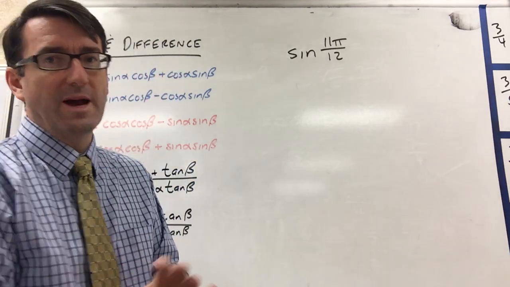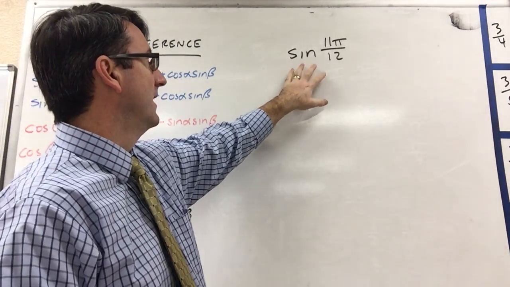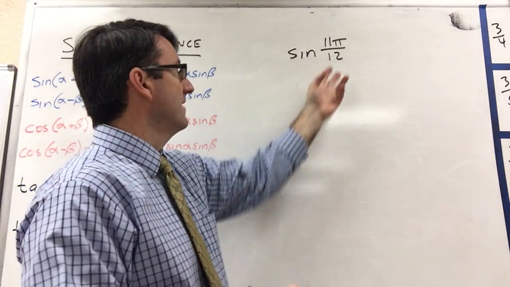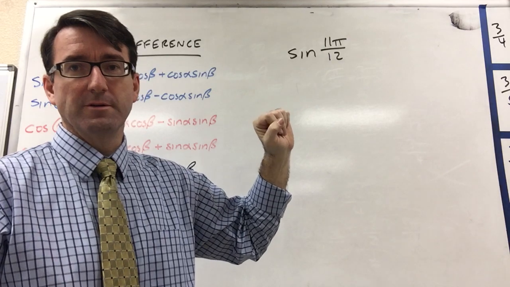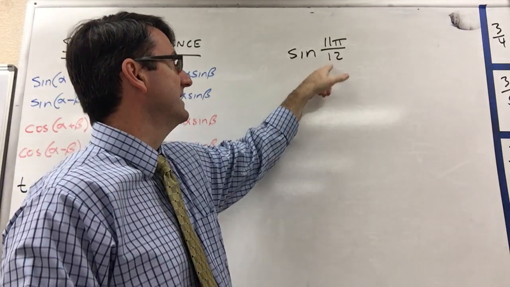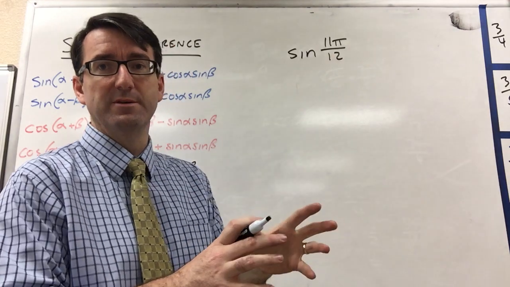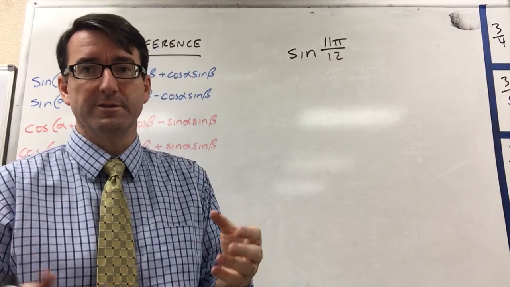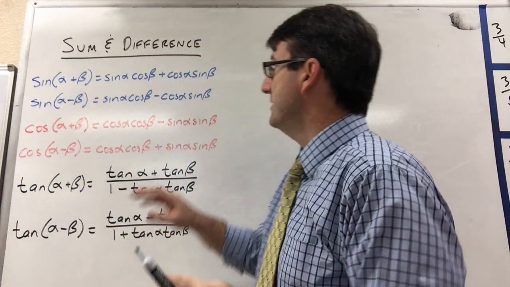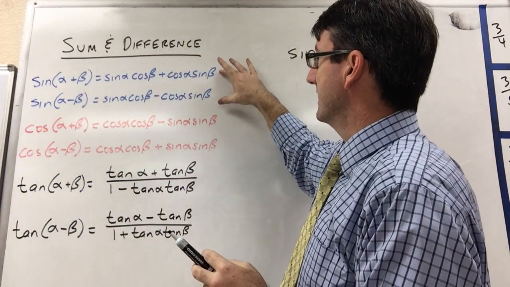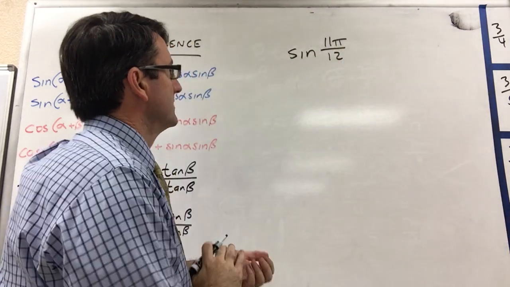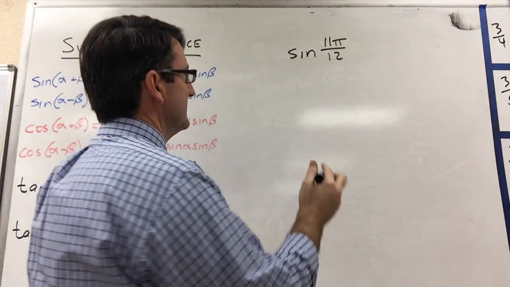All right, for number 12, we're asked to find the exact value of sine of 11 pi over 12. So 11 pi over 12 is not going to be on our unit circle. So we can find this by splitting this 11 pi over 12 up into two angle measures that are going to be on the unit circle, and then using either the sum or the difference identity for sine. So there's a few ways that we could split this up.